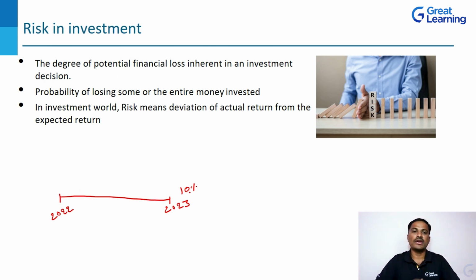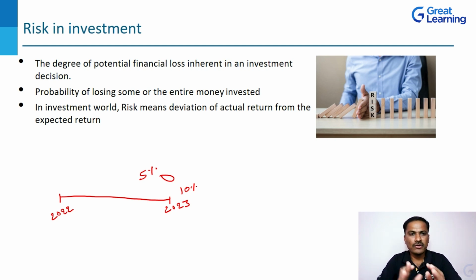But at the end of 1 year, let us consider I'm going to earn only 5% return, right? So this, the gap, right? I expected 10% return. At the end of 1 year, I'm getting only 5% return. That means there is a deviation of return from the expected return. Expected return is 10% and what I got is 5%. That 5% is the gap. So that is risk. So this deviation of actual returns from the expected returns, that is risk in investment.